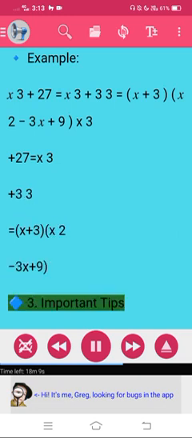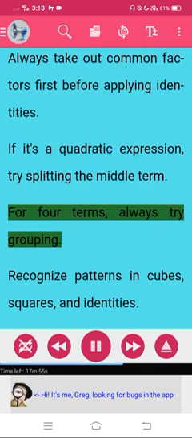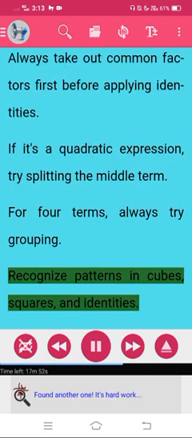Important tips. Always take out common factors first before applying identities. If it's a quadratic expression, try splitting the middle term. For 4 terms, always try grouping. Recognize patterns in cubes, squares, and identities.